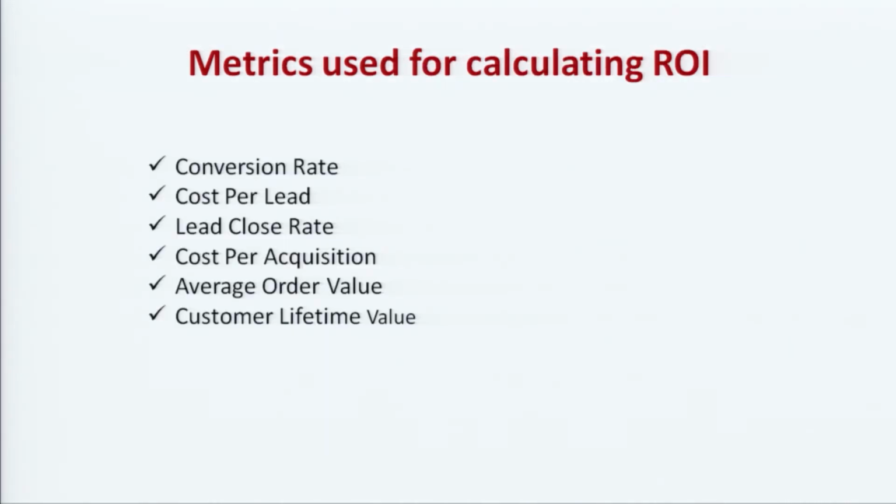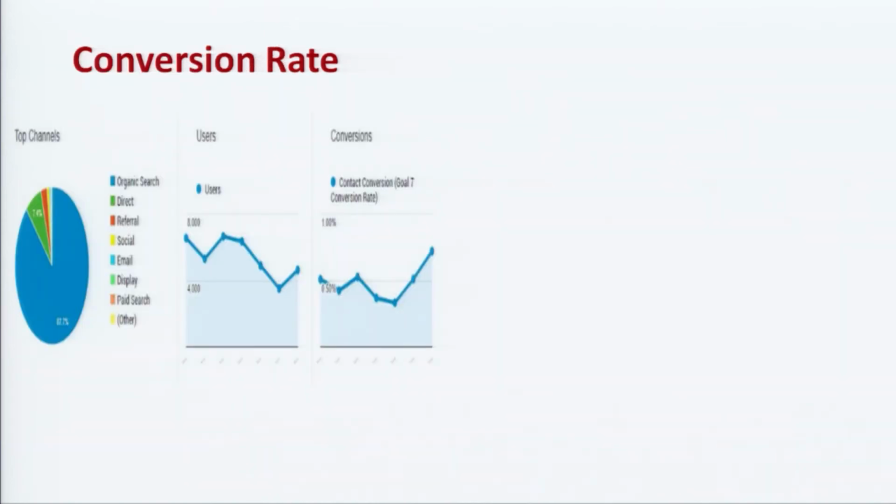So, basis these, there are a few other metrics also which are now taken care of and which are used for calculating ROI. So, we will understand all of them one by one. These are the various metrics used for calculating ROI. The first being the conversion rate, then cost per lead, lead close rate, cost per acquisition, average order value, customer lifetime value. So, let us discuss all of them one by one.